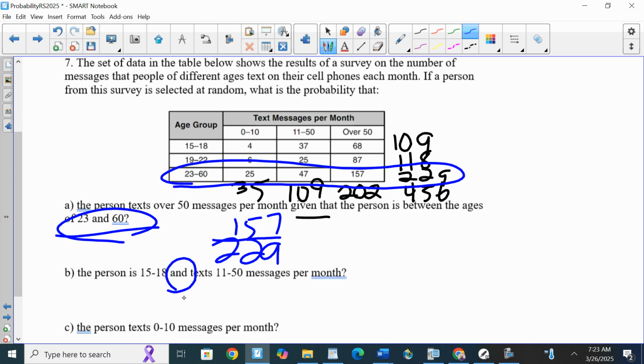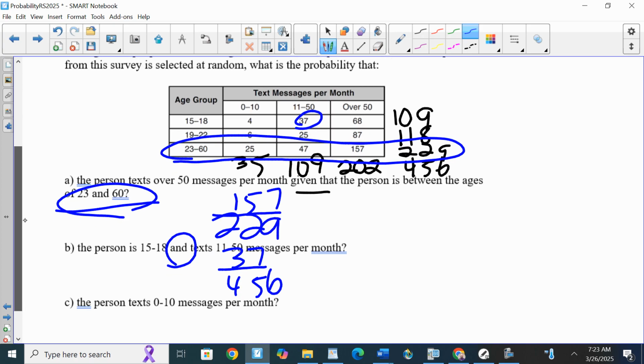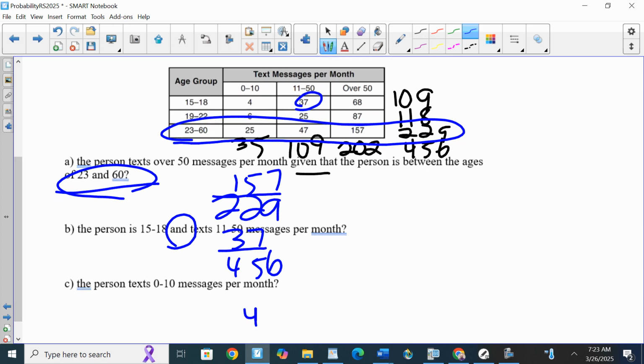B, and when I see and, it's over my total. Out of the 456, how many are 15 to 18 and 11 to 50? 37. The person texts 0 to 10 messages per month. That's just one thing, so it's over the total. And out of those 456 people, how many text 0 to 10? 35. And let's just do one more bonus question.